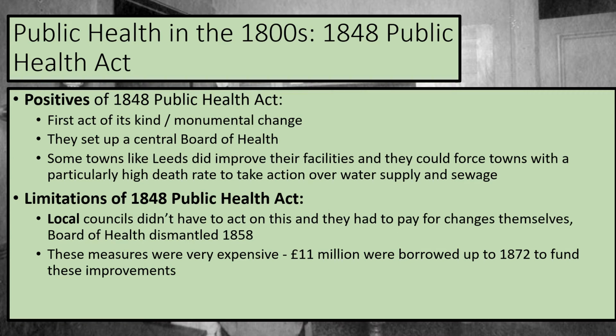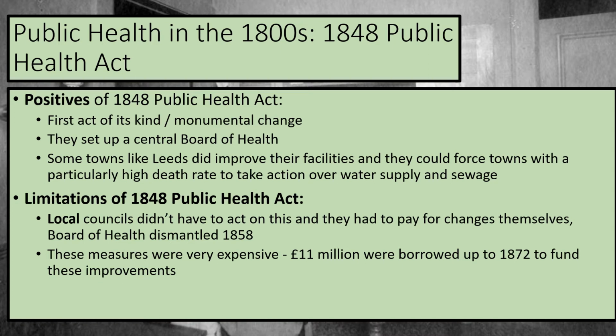Now, they do things like setting up a central board of health, and they do get some towns to actually improve. So places like Leeds do actually improve their facilities and take on board this government initiative, and they do things like trying to improve the water supply and the sewage systems. However, despite the fact that this is such a positive and they're taking a step in the right direction, there are lots of limitations of the 1848 First Public Health Act. One of the reasons why we need a second one in 1875 is that this first one didn't go far enough.